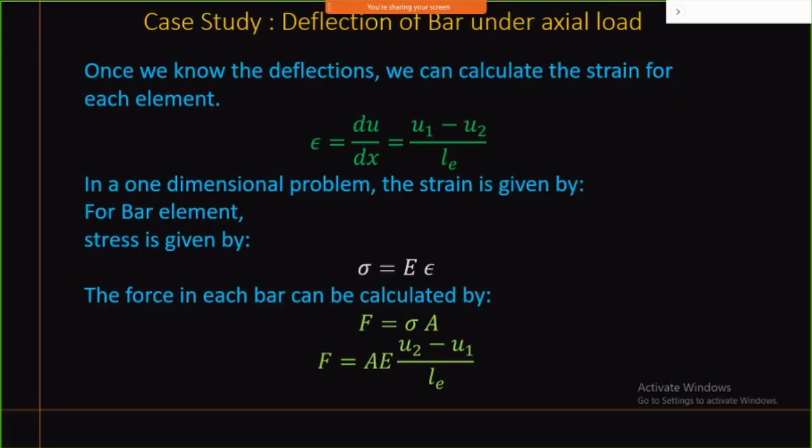Once we get the displacements, the next part is to determine the strain. So strain is nothing but the deformation of the element. This is my u1 displacement, this is my u2 displacement, this is the element. So strain in this element is u1 minus u2 upon the length of this element.